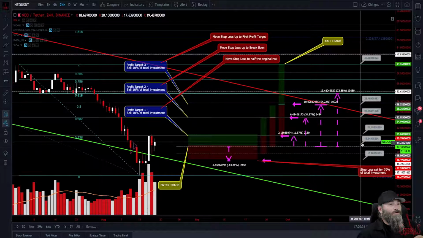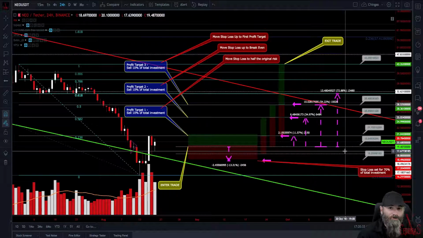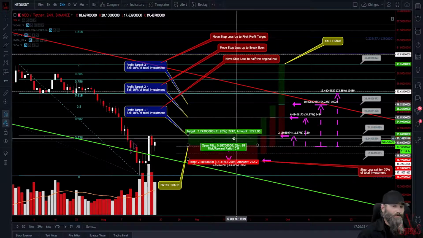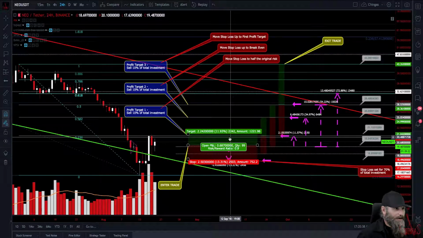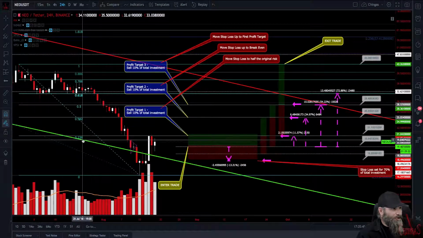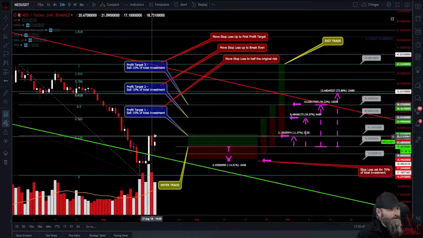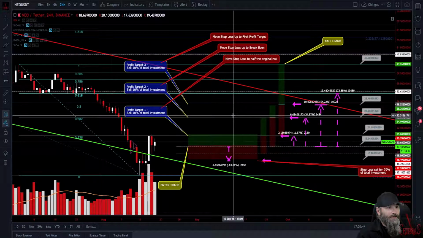Now, let's say it goes up. It moves up in the direction that we want it to move up to. Where do we want to start taking profits? Well, you had the 236, which we see was resistance earlier.